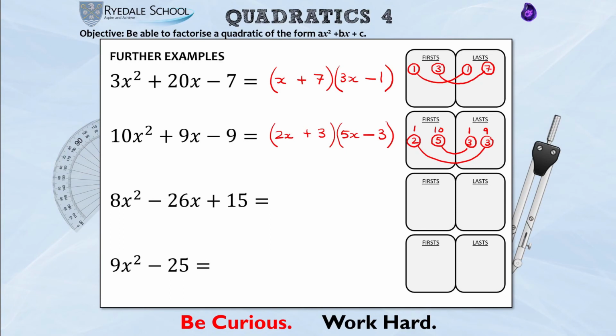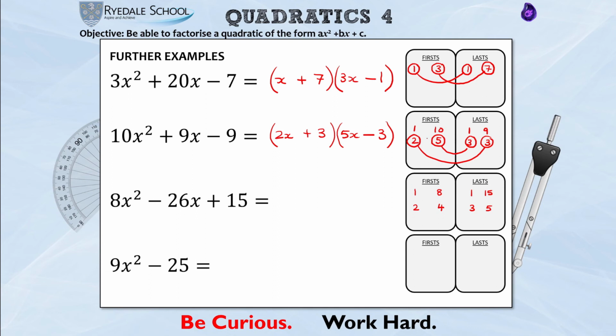Okay, let's look at my next example: 8x squared minus 26x plus 15. What multiplies to make 8? 1 and 8 or 2 and 4? What multiplies to make 15? Well, that's 1 and 15 or 3 and 5. I know the signs are going to be the same, so it is going to add to make that negative 26. So let's start trying some combinations.